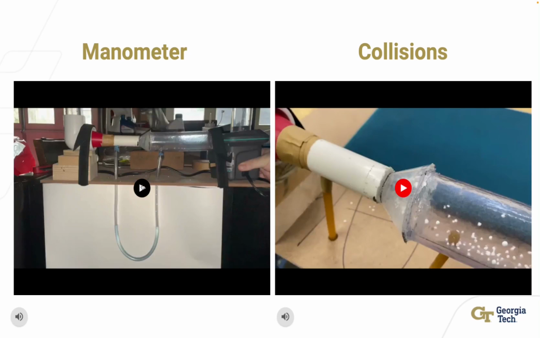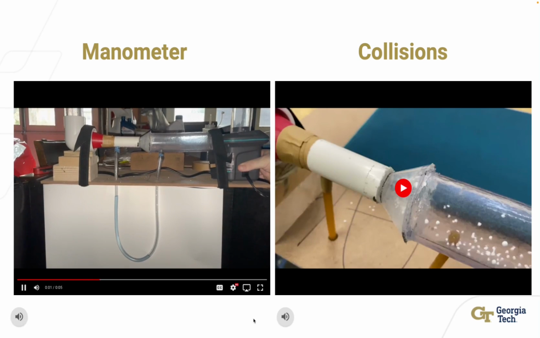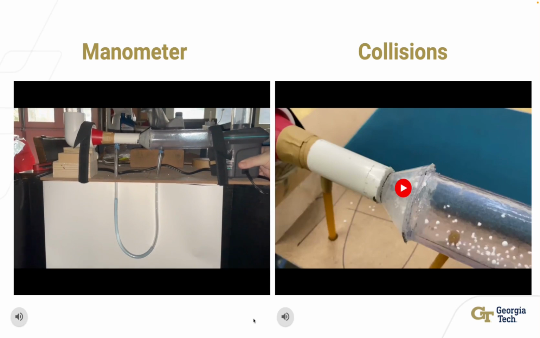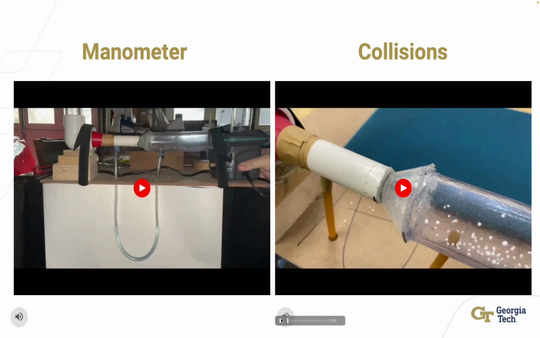The video on the left shows a slow motion video of how the pressure differential shown in the manometer changes once the pump is switched on. The video on the right shows a slow motion video of the collisions of the pellets on the walls of the tube as it passes through the stricture.